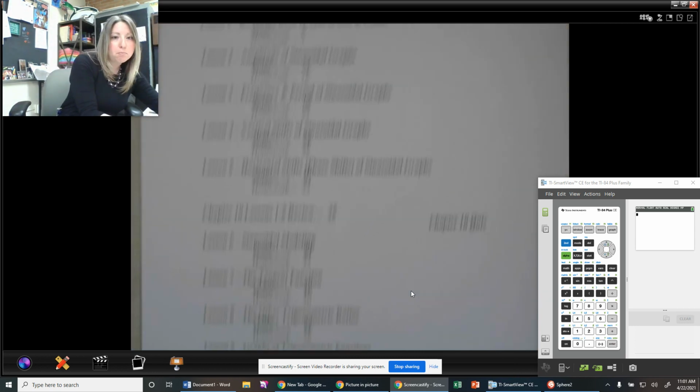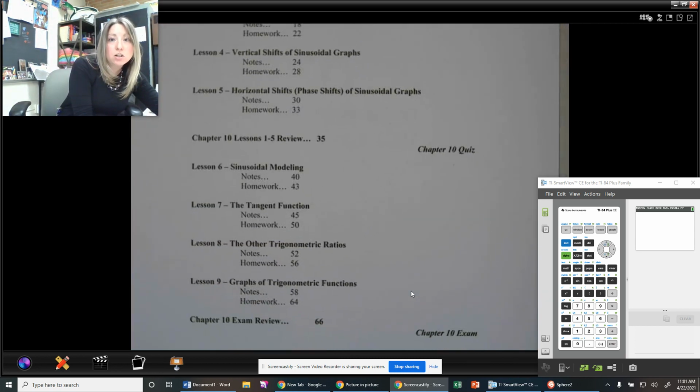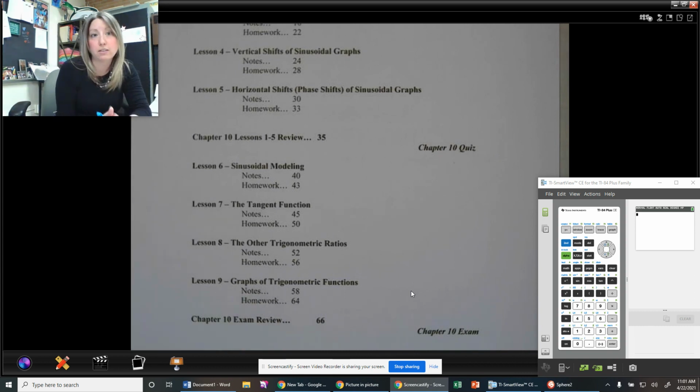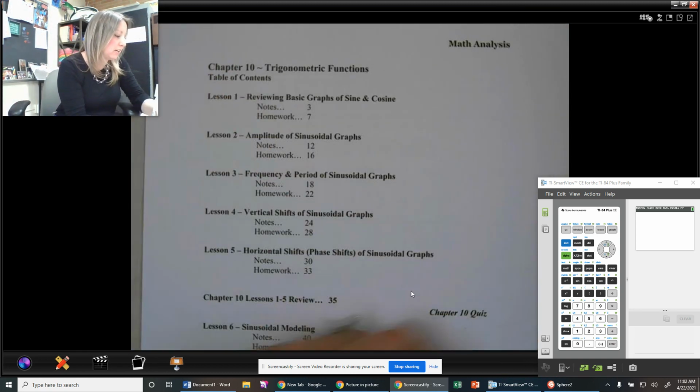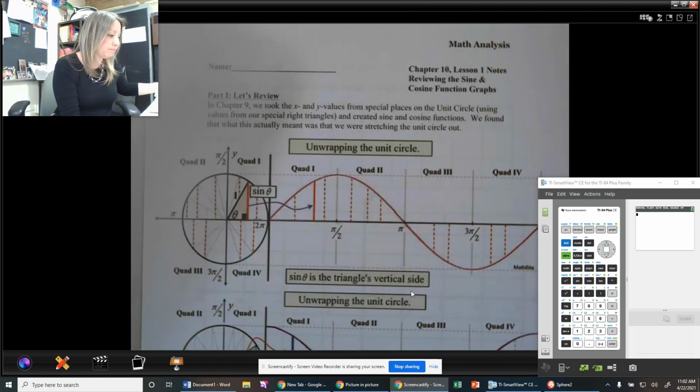We'll model them. We'll look at the tangent function and see how it's so vastly different from the sine and cosine functions we've been working with. We'll introduce 3 new trigonometric ratios, which are secant, cosecant, and cotangent. We'll work a tiny bit with those, and then in lesson 9 we'll identify their graphs. Okay? So here we go. Let's just review our basic sine and cosine graphs.